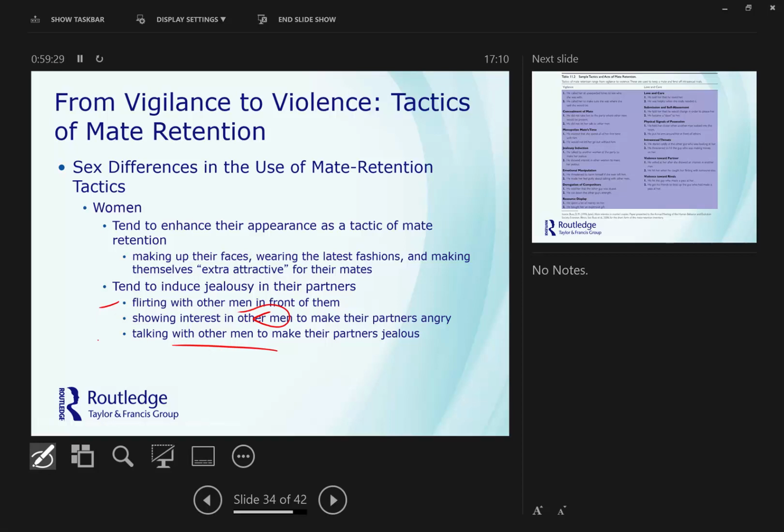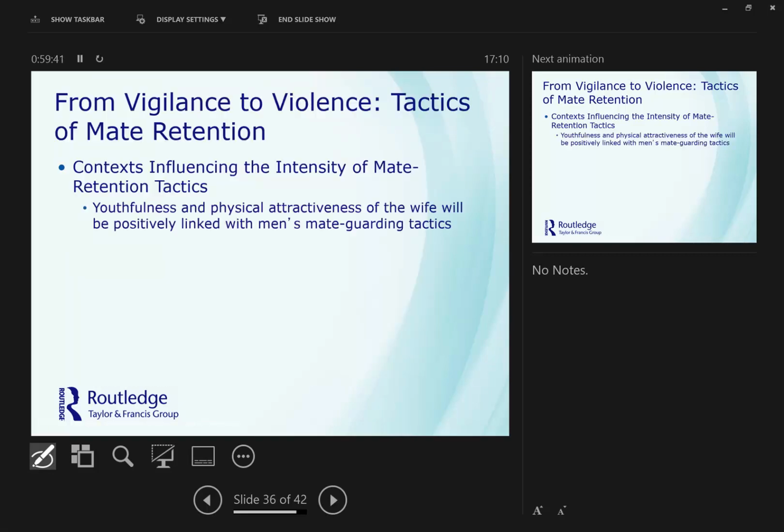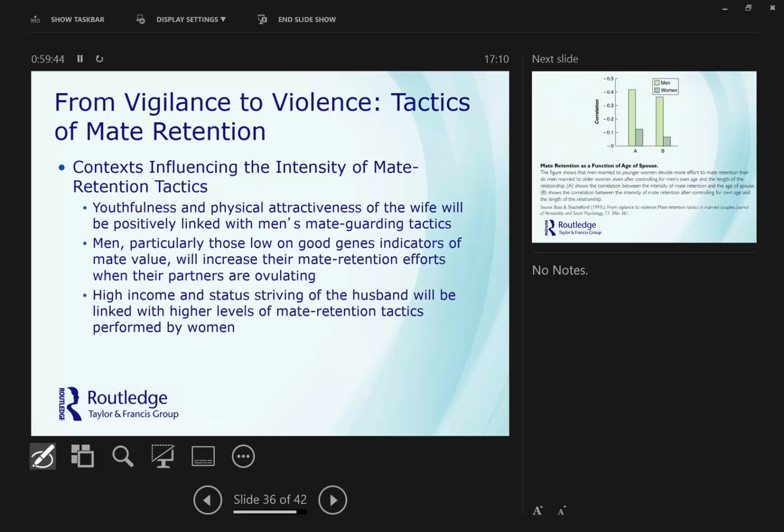So there you go. Women do some things for mate retention, right? Don't worry about this too much. This is just giving you examples, right? Not surprisingly, women who are younger and more attractive will have husbands or mates who are more likely to participate in mate guarding tactics, right? Men who are low on the good genes indicators of mate value will be more likely to participate in mate guarding or mate retention efforts when their partners are ovulating, right? And that makes some sense too.